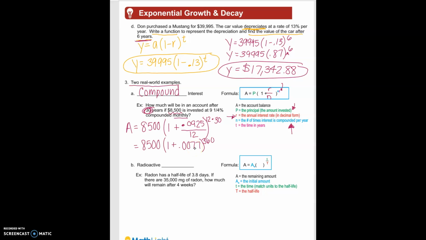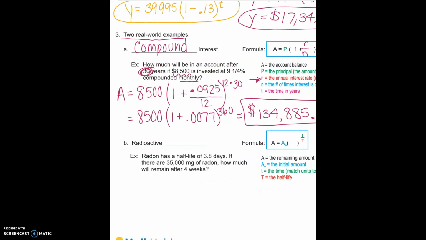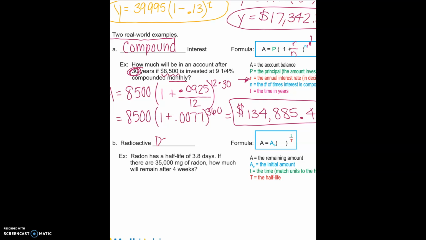All right, I cleaned up my parentheses a little bit. My fraction becomes about 0.0077 to the power of 360. And when I plug this in and simplify everything, remember we're in money, so in dollars, I have $134,885.40. So that means we took our $8,500 investment and we made it into $134,885.40.